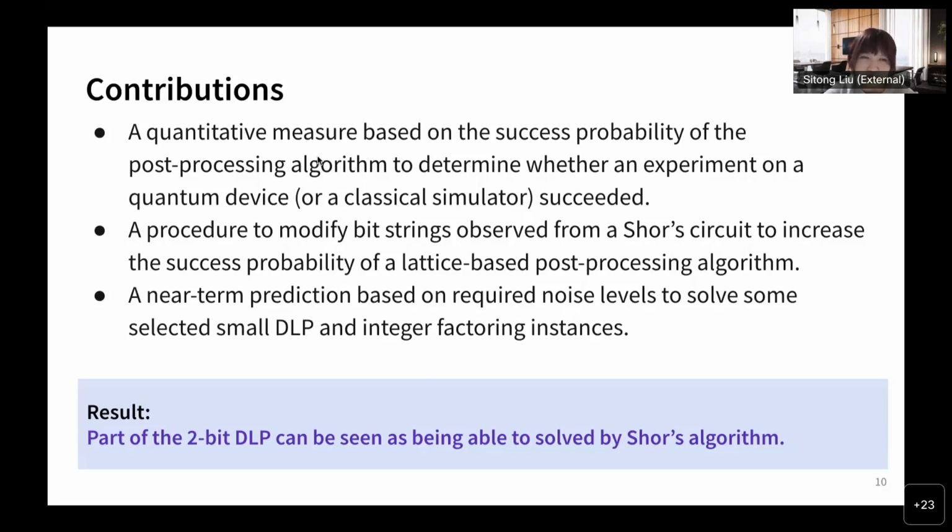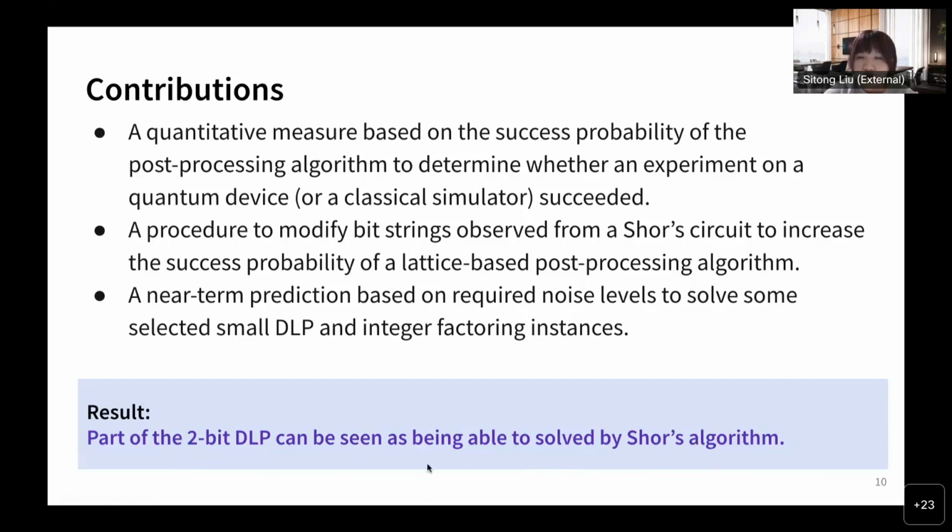My contribution to this project was that I was in charge of optimizing the circuit and running the different sizes of the circuit using Qiskit on the IBM backend. As a result of this project, part of the 2-bit discrete logarithm problem can be seen as solvable by Shor's algorithm, which is a very famous algorithm in quantum computing.